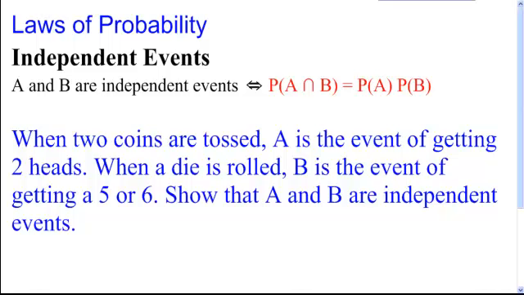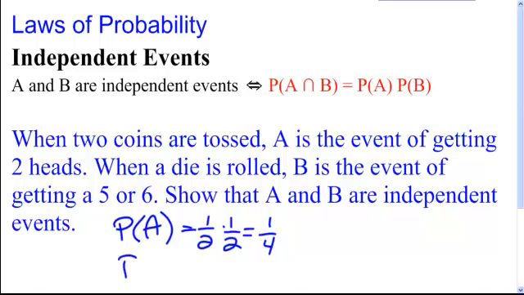So we're going to first start with the initial piece, find the probability of A, finding the probability of B. So 2 coins are tossed. So I want to find the probability of A, and that's getting 2 heads. So the probability of the first one being heads is 1/2, and the second one being heads is still 1/2. So the probability of A occurring is 1/4. B is the event of getting a 5 or a 6. So the probability of B occurring, there's 2 of those numbers out of 6. So that's 1/3.